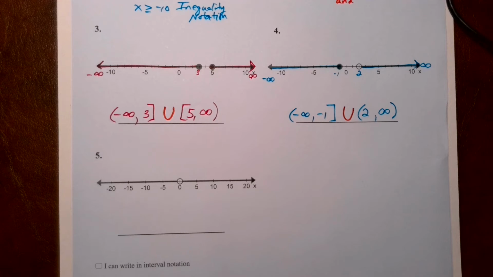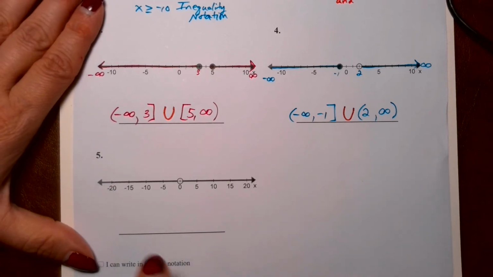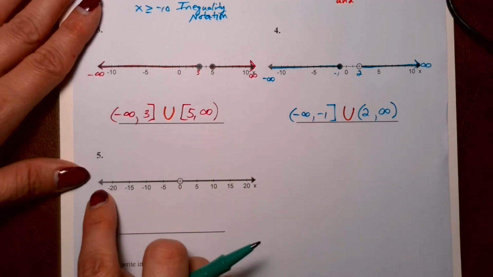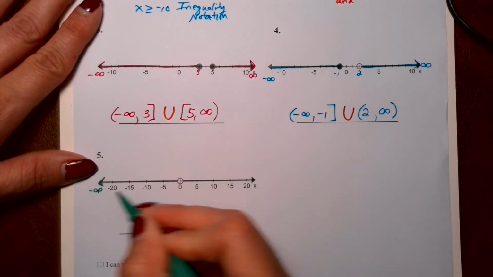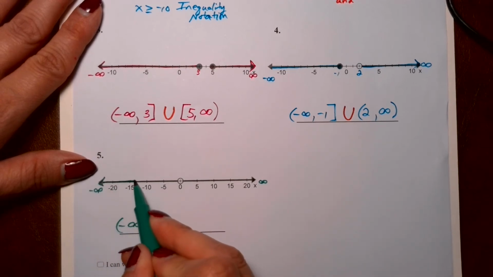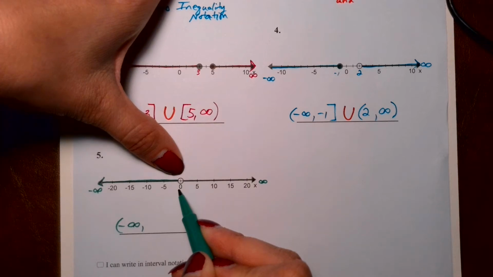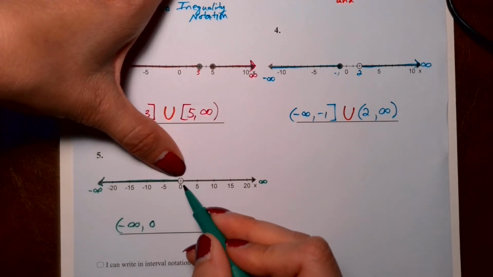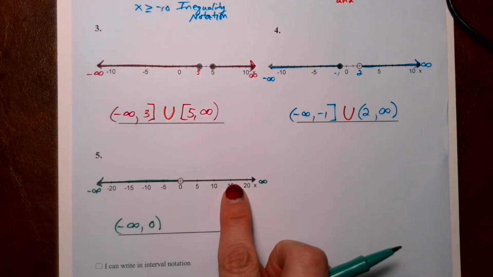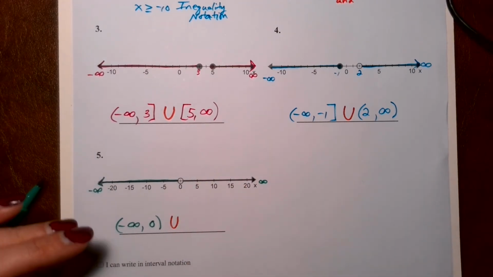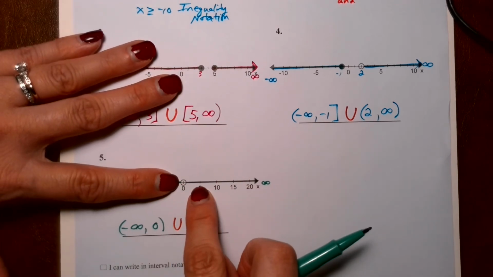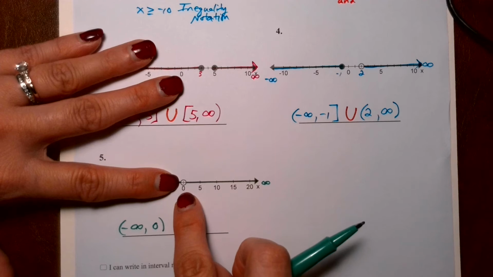Number 5 is a little different. I noticed that a lot of this graph is shaded except for one value. We're going to start on the left-hand side with negative infinity. Negative infinity is going to get parentheses, and it goes all the way until 0. We're going to put 0, and since it's open, we're going to put a parentheses. But there is some more shading, so we're going to have to union another section. Now the question is, where does this section start? We're going to start right at 0.